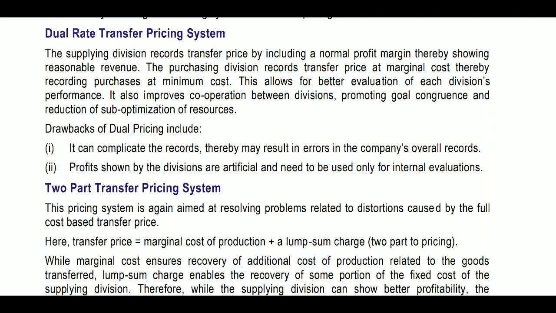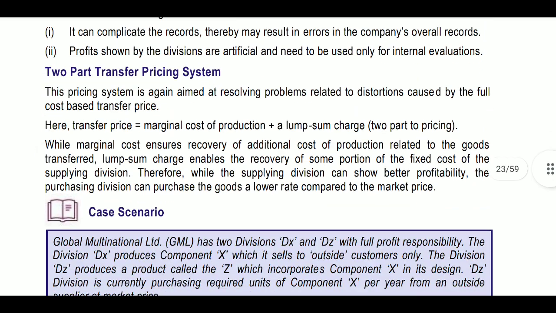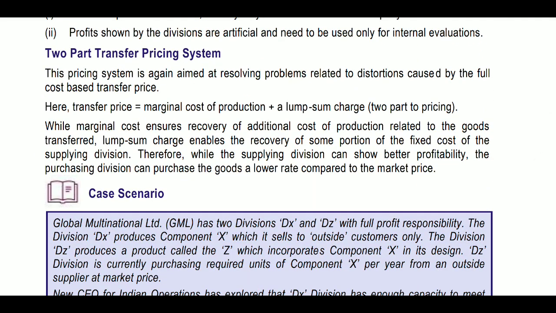Next, two part transfer pricing system. Here the pricing system is again aimed at resolving problems related to distortions caused by full cost based transfer price. Here the transfer price is equal to the marginal cost of production plus a lump sum charge. What are the two parts of pricing? The first part is marginal cost, the second part is a lump sum charge, where marginal cost ensures recovery of additional cost of production related to the goods transferred.